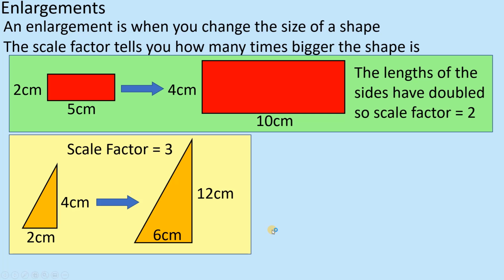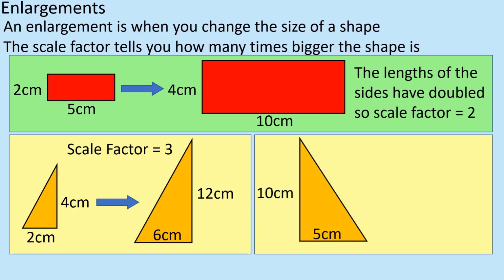Okay, so I mentioned at the beginning about fractional scale factors, so something less than 1. Well, here we've got 10 and 5, and it goes to a smaller one. So this is still classed as an enlargement, but of course it's got smaller. So that means your scale factor must be a fraction. All right. So look at this one divided by this one. Same kind of process as before.